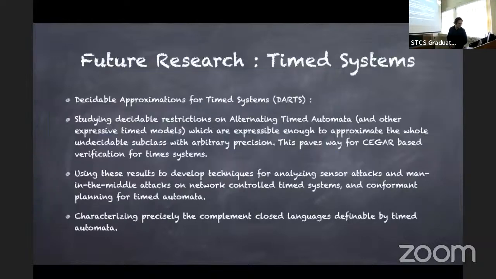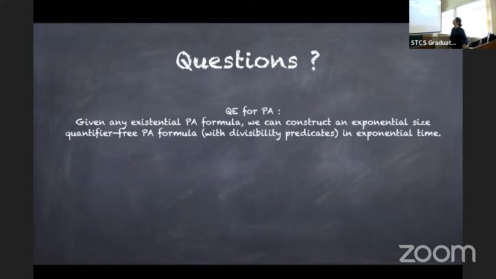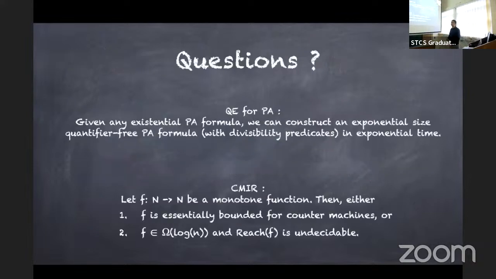And in my future research in timed systems, the main thing which would be of interest is that you want to characterize precisely the complement closed languages definable by timed automata. Timed automata are automata extended with clocks, which you can reset and check. We say that it's not closed under complementation, but we want to give a machine characterization. In logics, we already discussed that the main focus is the study of Turing machines with infrequent reversals and generalizing our quantifier elimination. That's it, and I'll be happy to take questions.